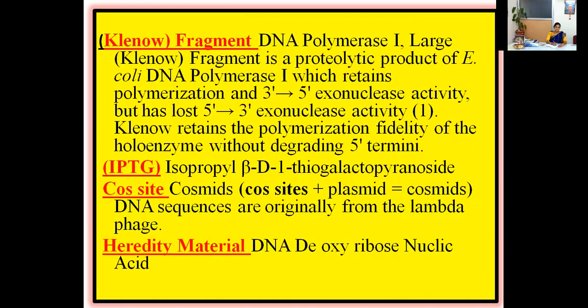Now let us go through Klenow fragment. DNA polymerase I, that is the large Klenow fragment, is a proteolytic product. Proteolytic means they are going to lyse the protein molecules. It is a proteolytic product of E. coli DNA polymerase I, which retains polymerization and 3' to 5' exonuclease activity, but has lost 5' to 3' exonuclease activity. Klenow retains the polymerization fidelity of the holoenzyme without degrading 5' termini. That is nothing but Klenow fragment.